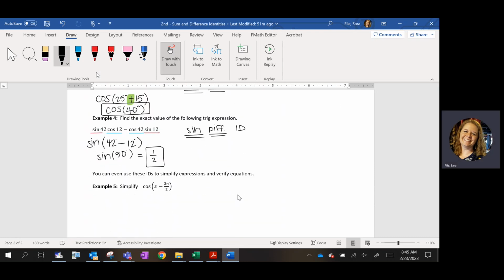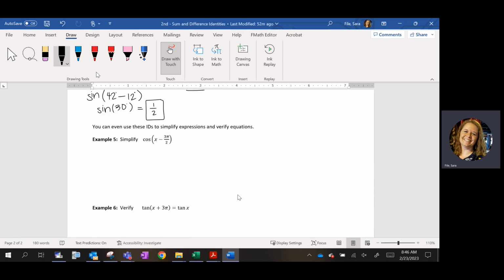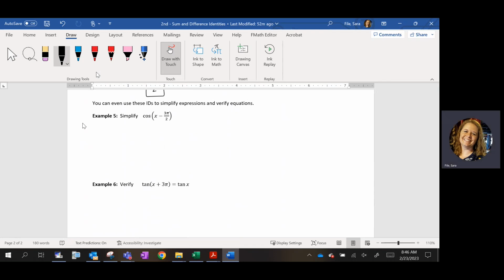All right, now we've talked about simplifying and verifying with trig identities. So we're going to try doing that with the sum or difference identities. So simplify cosine of x minus 3 pi halves. All right, cosine difference identity. So this will expand to where the cosines and sines are separated, right? Like the cosines stick together and the sines stick together. So that's going to be cosine of x, cosine of 3 pi halves.